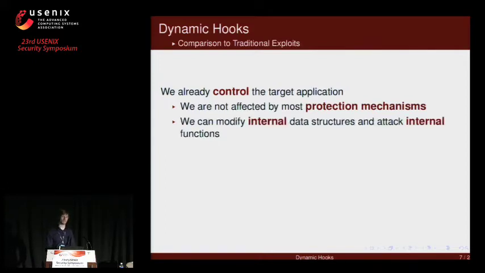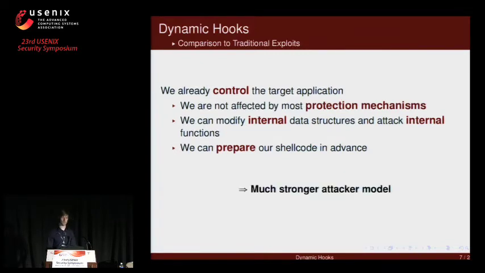Secondly, we can not only target external functions, but also internal functions. That is, we can manipulate internal data structures that usually couldn't be manipulated by an attacker and create new vulnerabilities that wouldn't occur during normal operation. And lastly, we can prepare our shellcode that we want to execute once we trigger the vulnerability in advance, which means we only need simple control flow modifying vulnerabilities. We don't need the capability to also load our code at the moment we trigger the exploit. And this is, of course, a much stronger attacker model than in a classical exploitation scenario.